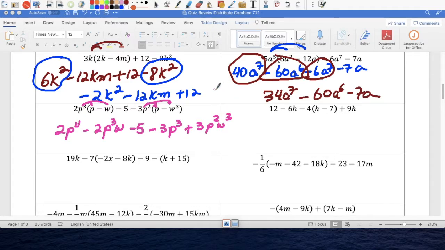Are there like terms here? Doesn't seem so. So again, let's rewrite that. Alphabetically, it would be this, and then that one, then this minus 3p cubed. And then this one minus 2p cubed w, and then this guy plus 3p squared w to the 3rd power minus 5. If you don't rewrite it, it's okay. I'm just writing it down.